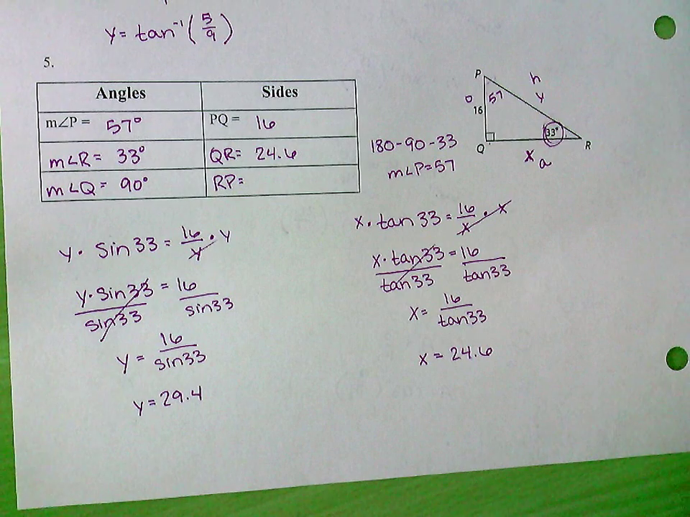Can you just know what QR is and PQ? Can you just do it with the Pythagorean theorem? I got the same answer doing it. Yes, that makes much more sense. Yeah, you can use the Pythagorean theorem to find that last side too.